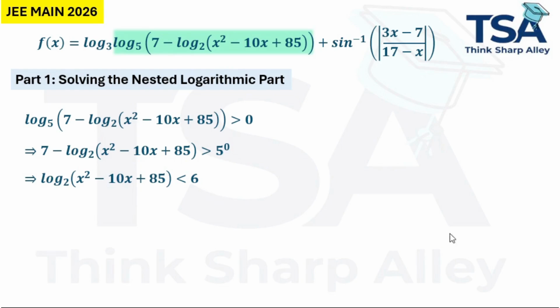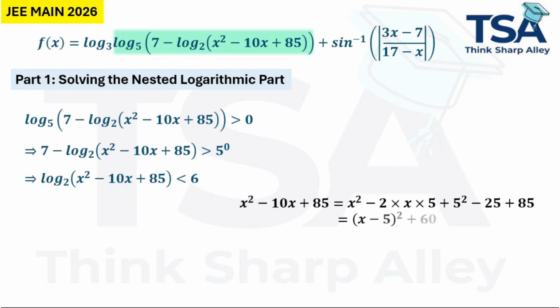Now please note here, for log base 2 to be defined, the argument x² minus 10x plus 85 must be strictly positive. So let's check whether it is true or not. So this inside argument can be rewritten as (x minus 5) whole square plus 60, which is strictly positive because it is always greater than or equal to 60. So you see, its individual log constraint is trivially satisfied for all real numbers.